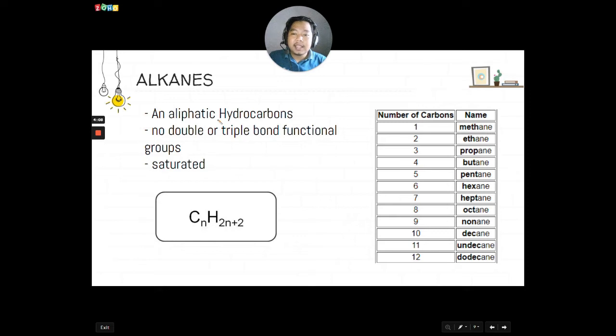We learned in the previous lesson that alkanes are aliphatic hydrocarbons, meaning they are straight chained. They are non-aromatic, and there's no double or triple bond, that's why they are saturated. As I've mentioned, it is a saturated hydrocarbon because a carbon has 4 valence electrons, and it is holding the same amount of attachments as it should. So it can hold 4, and 4 are attached to it. That's what we mean when we say it's saturated.